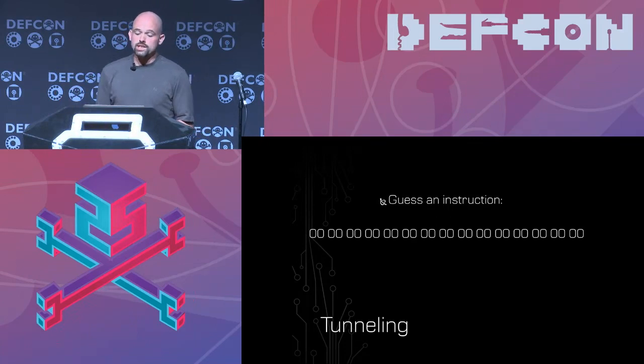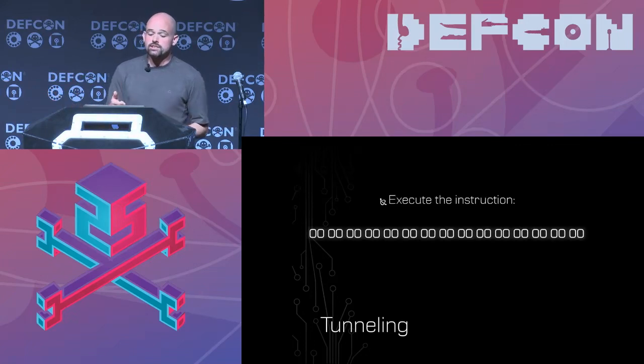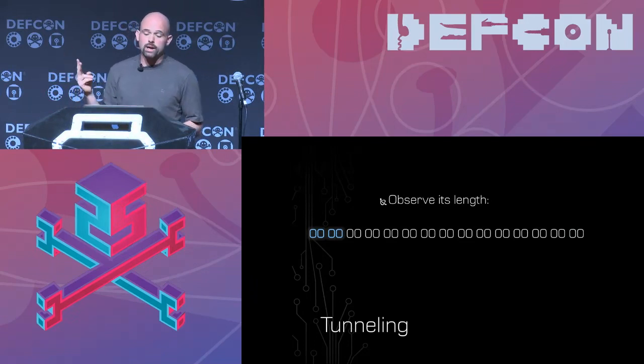So the way that this is going to work is we're going to guess an instruction. Now, we don't know how long this instruction is. Let's just guess 15 bytes of zeros. Then I'm going to execute this instruction, and from that execution, I'm going to see how long this instruction actually was. You'll see that this instruction is 2 bytes long.